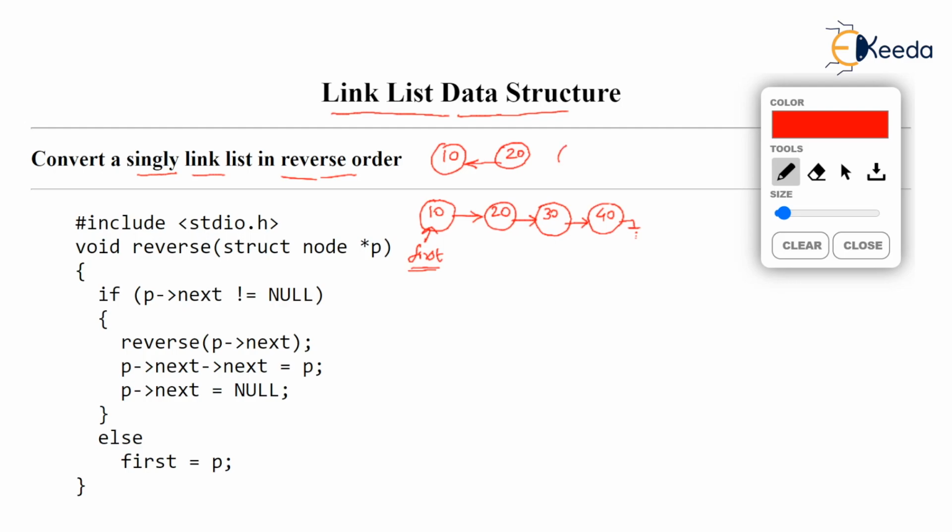And 20's next was pointing to 30, but now 30's next will point to 20, and 30's next was pointing to 40, but now 40's next will point to 30. Also, the first pointer, which was pointing at 10, will now point at 40. So the last node 40 will become the first node. And most importantly, 10's next will be null, indicating that 10 will now be the last node. So that's how we are going to convert the linked list in the reverse order.